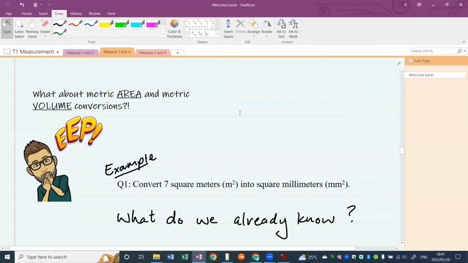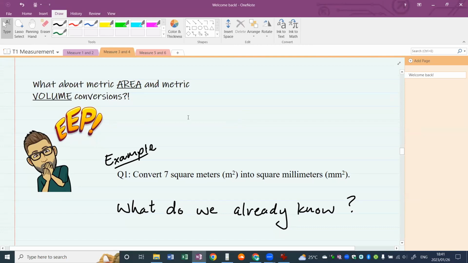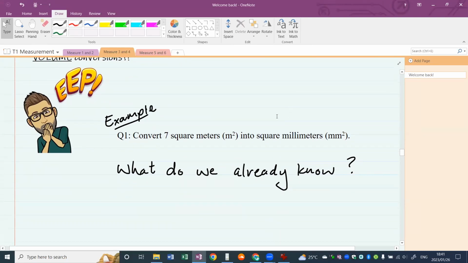Okay, for example, here's a question. And look at this face. It says, if, all right, yeah, this is a bit nerve-wracking. What about area and volume? Look at this question. Convert 7 square meters into square millimeters. All right, what's going to happen now? All right, square meters into millimeters.